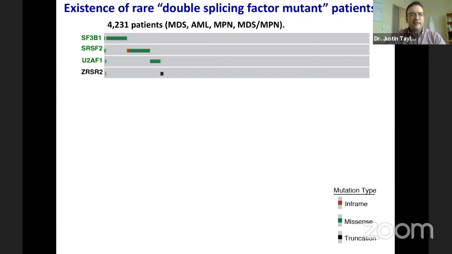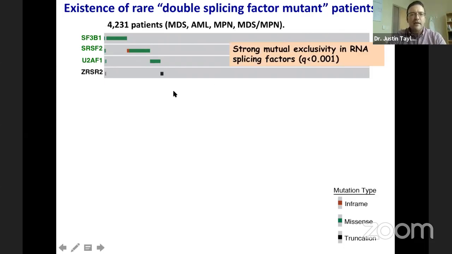You can see that the spliceosomal mutations in these 4 genes account for a fair number of these patients. There are a lot of patients that don't bear any of these mutations. And in those that have splicing factor mutations, there's a strong mutual exclusivity, with a very statistically significant number when you look at the population level.